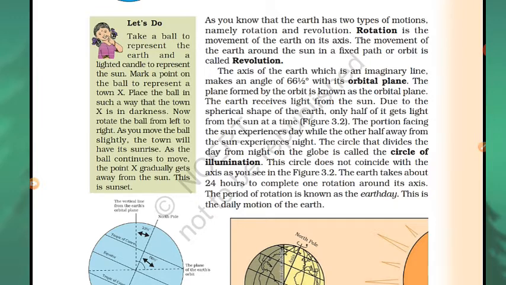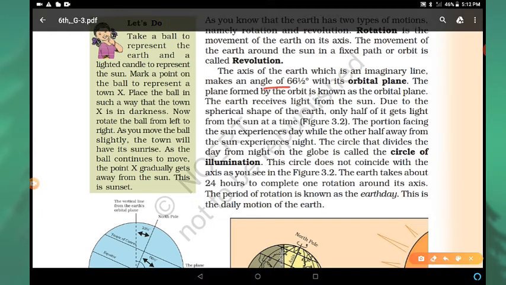The axis of the earth, which is an imaginary line, makes an angle of 66 and a half degrees with its orbital plane. The orbital plane is formed by the orbit in which earth takes a round of the sun. The plane formed by the orbit is known as the orbital plane.